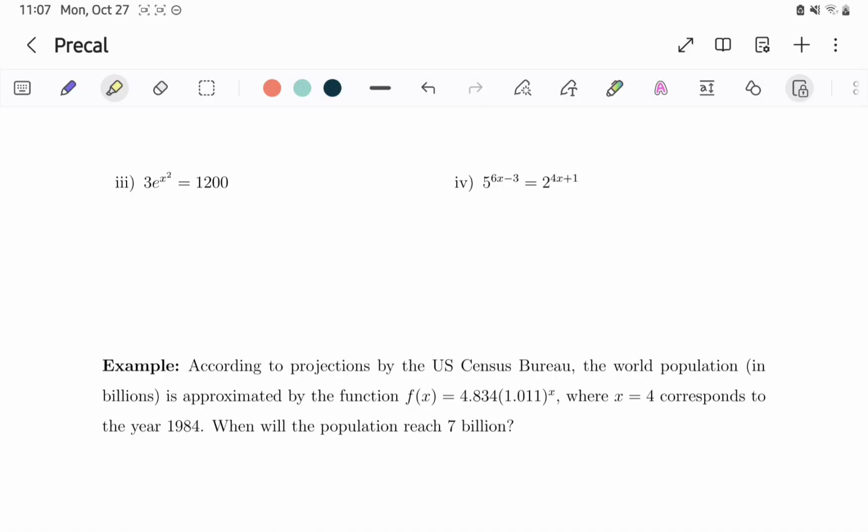All right. Next, we have 3 times e to the x squared equals 1200. So what we can do here is take the natural log on both sides. But first, let's divide both sides by 3. So dividing both sides by 3, we're going to end up with e to the x squared is equal to 400. And now we can take the natural log on both sides. So ln of e to the x squared is equal to ln of 400.